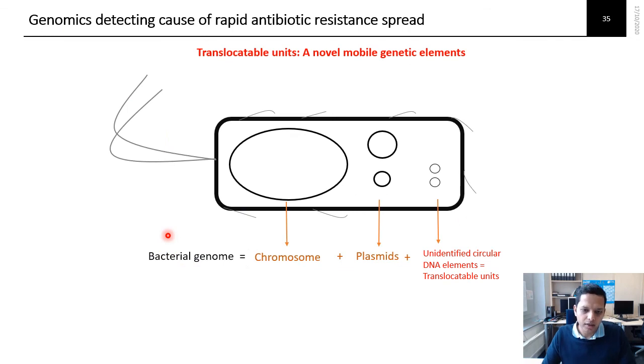So presently, with whole genome sequencing, we can not only detect chromosomes, plasmids or prophages, we can also detect unidentified circular DNA elements, called translocatable units. These are new extrachromosomal elements identified in our study.